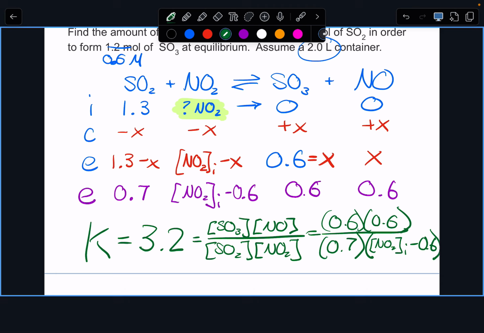The hard part is interpreting what the question is asking, and then recognizing that you know what that X is because they gave you an equilibrium amount. To be honest, if they tell you an equilibrium amount, you almost certainly know what your change is, and you can apply that to all the other changes as well. Okay, so 3.2 times 0.7. Okay.